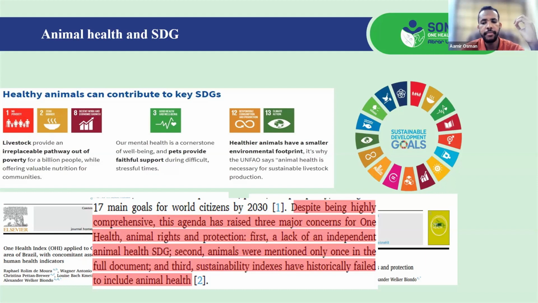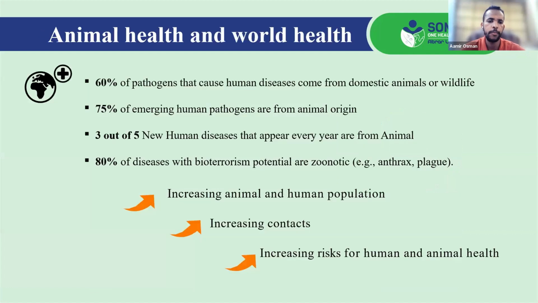The first that they mention is the lack of an independent animal health SDG. If you see all 17, there is no specific one that talks about animal health. They also mentioned that animals were mentioned only once in the full document. The third one is that sustainability indices have historically failed to include animal health. So those are some gaps that the SDGs had when it comes to animal health, but they indirectly talk about how animals contribute just for the matter of improvement of human life.